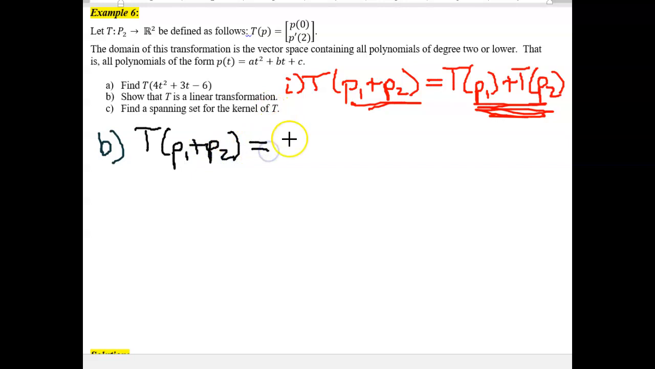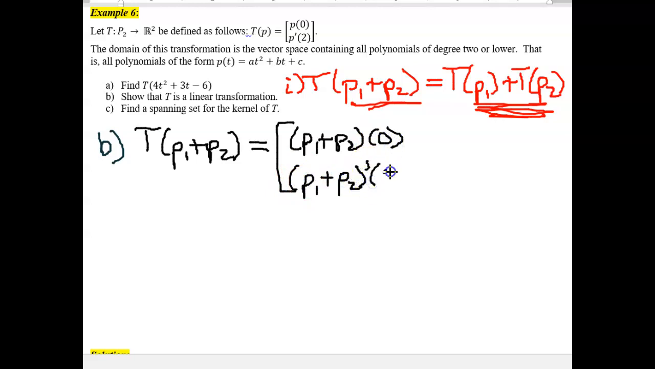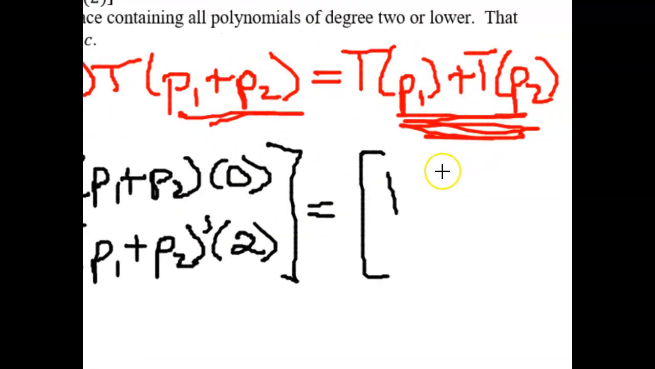So T of P1 plus P2, according to the equation for this transformation, is equal to the polynomial P1 plus P2 evaluated at 0, and the derivative of the polynomial P1 plus P2 evaluated at 2. Now, thanks to properties of polynomials, you can plug 0 into these individually here. So P1 plus P2 evaluated at 0 is equal to P1 of 0.